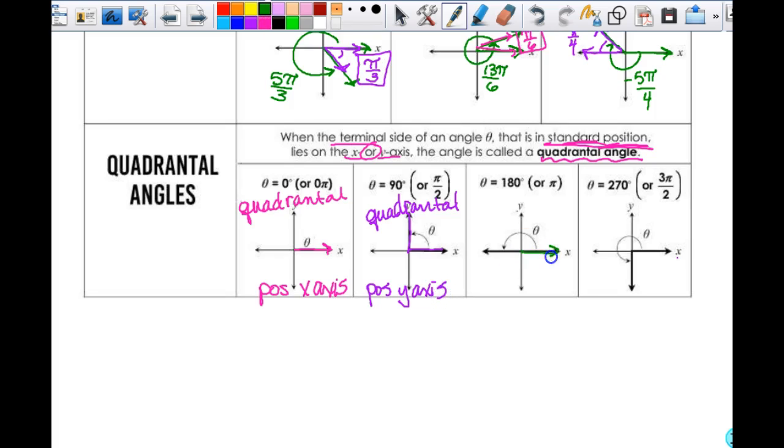So then 180 or pi is going to be quadrantal. I'm making y'all write that each time because I didn't when I taught it the other day, and even though I said you have to write the word, nobody really paid attention to that. So this is now on the negative x-axis, and then 270 is quadrantal. Plus, if you remember the word that's new and weird, this is on the negative y-axis.